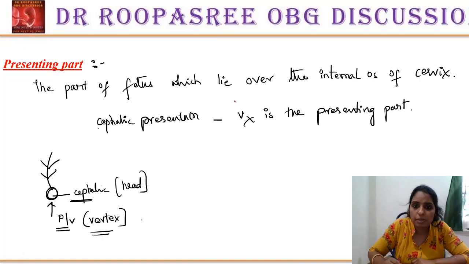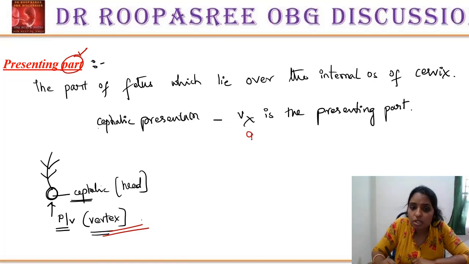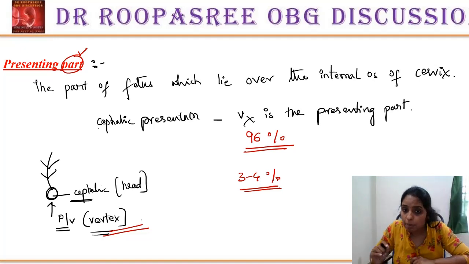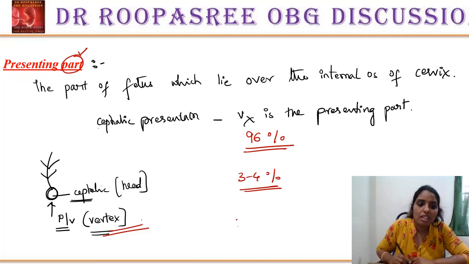So many students will be confused between the presentation and presenting part. For presenting part, they are asking specifically about a part. What is that part? In case of cephalic presentation, the part which is present is vertex. Most of the time, about 96%, it is vertex. In the other 3 to 4%, in breech presentation there may be sacrum, or in case of shoulder, acromion may be present. So the presenting part means a specific part should be felt during internal examination of the cervix.